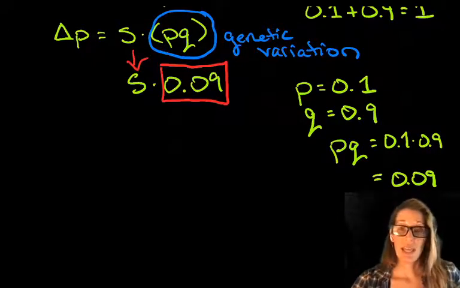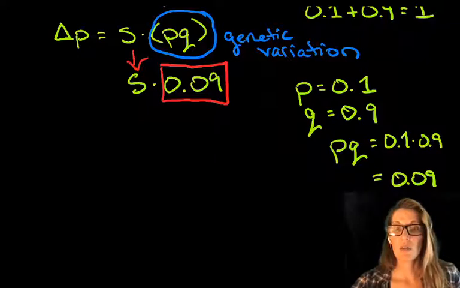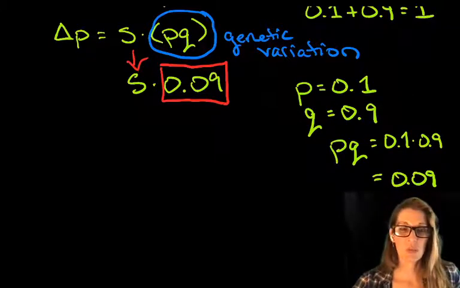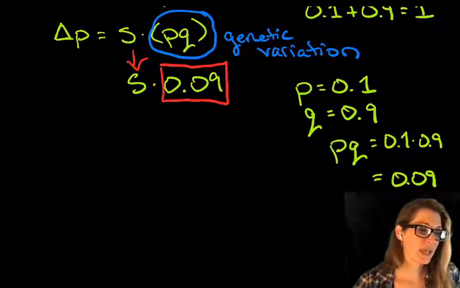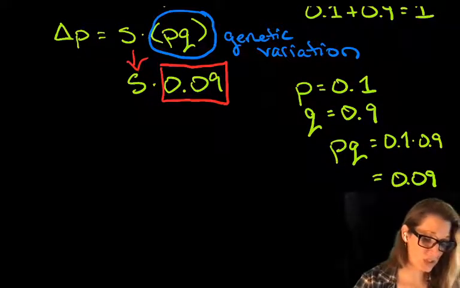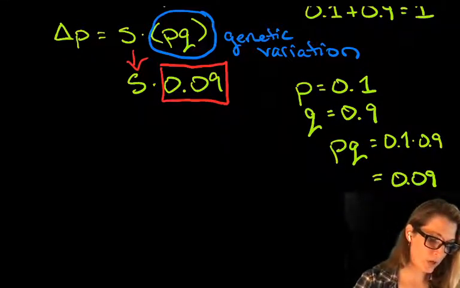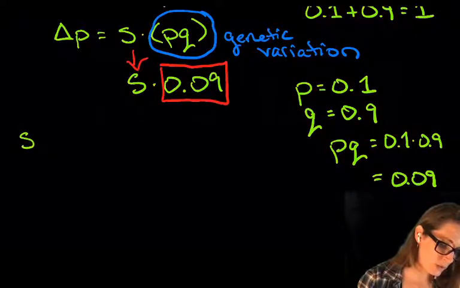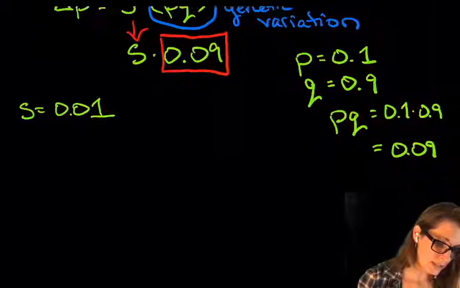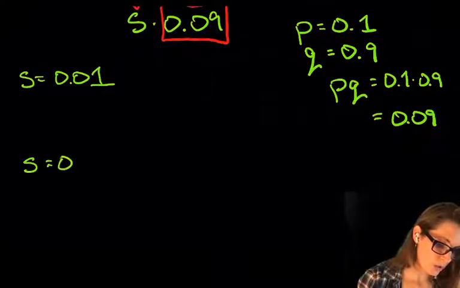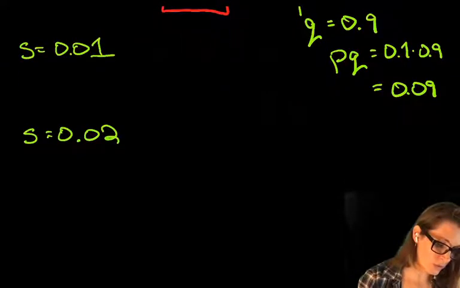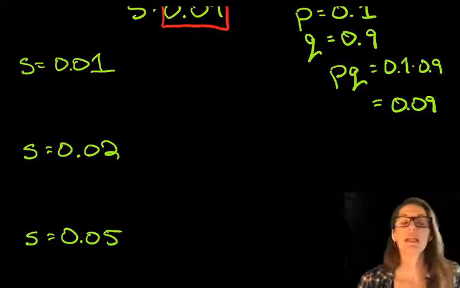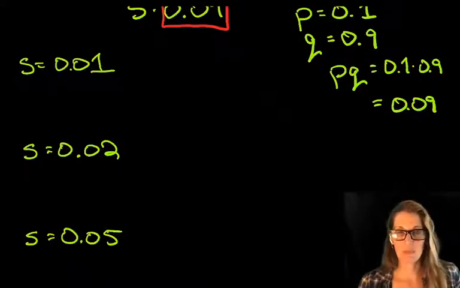So we're keeping our genetic variation the same. We're keeping our frequency of our P allele and our Q allele the same, and we're just going to play with S. Remember I said a selection coefficient of 0.1 is really high. So let's set S equal to a couple of different options. Let's set S equal to 0.01 and see what happens. Let's set S equal to 0.02, and then let's set S equal to 0.05. Okay, different intensities of selection.